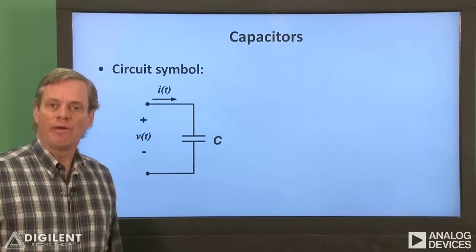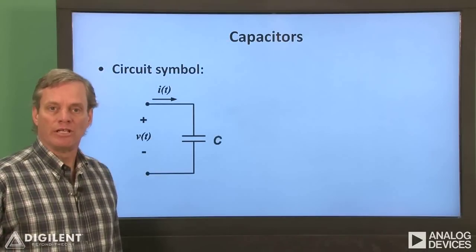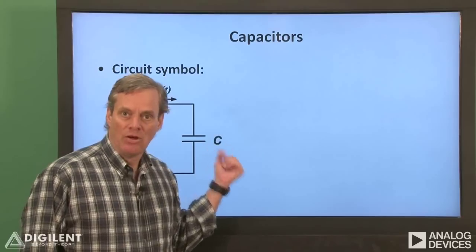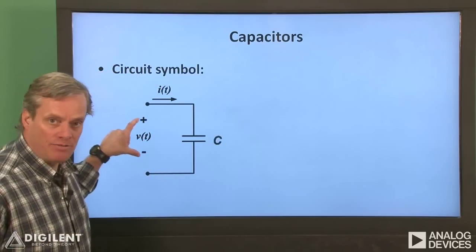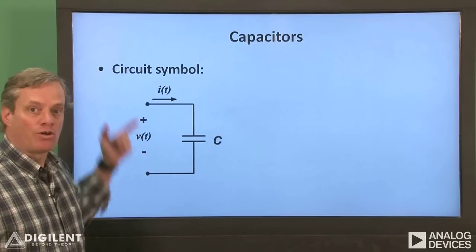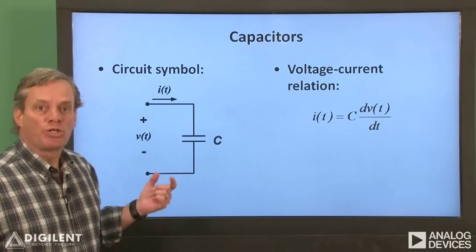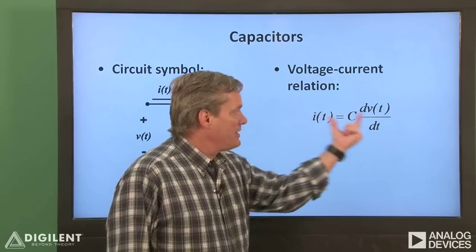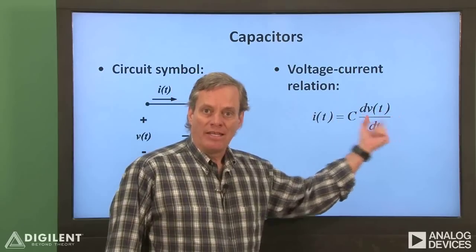First, just a quick reminder about the theoretical voltage-current relationship for capacitors. If we have a capacitor with capacitance C and apply a voltage difference, V of t, across its terminals, the current through the capacitor is proportional to the rate of change of the voltage. I is equal to C times dV by dt.